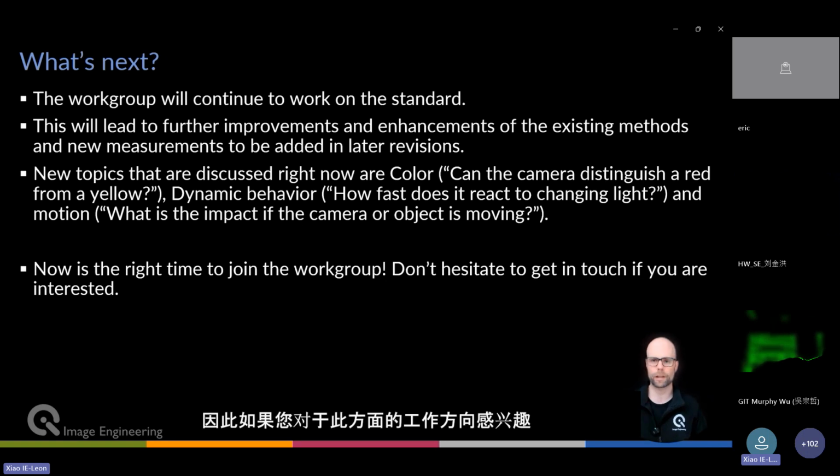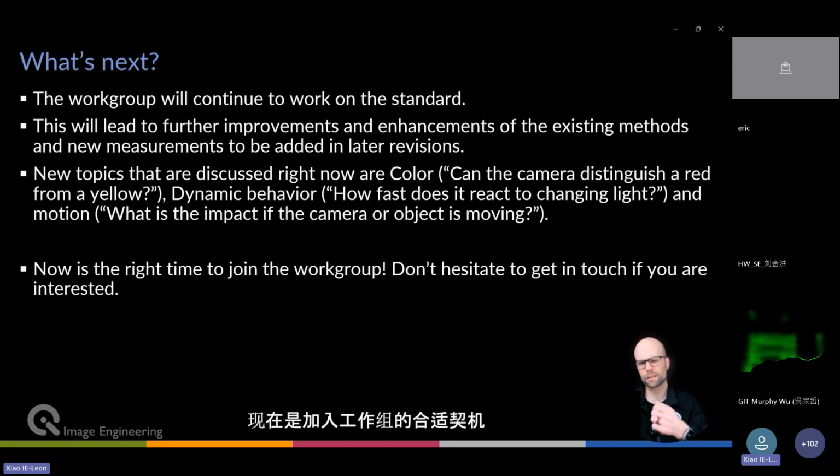If you are interested in participating in this work, or if you think there is something particular that the workgroup should address in a future release, now is the right time to join the workgroup. So get in touch if you're interested, reach out to me. I'm happy to introduce you to all the right people and get you into the workgroup.